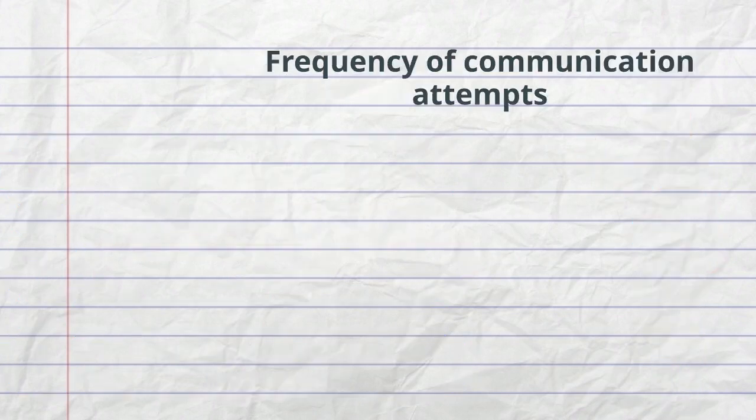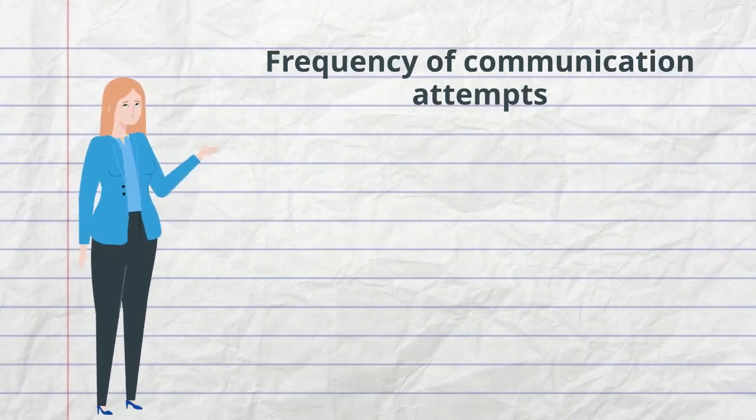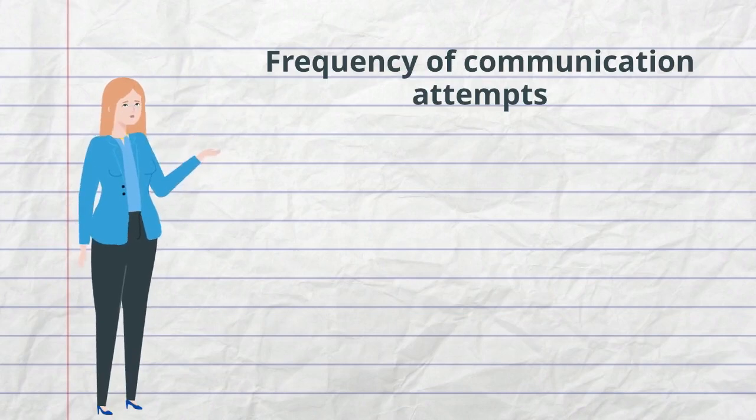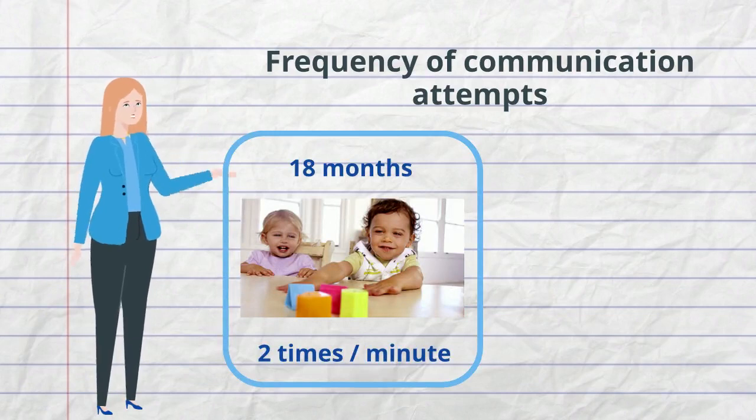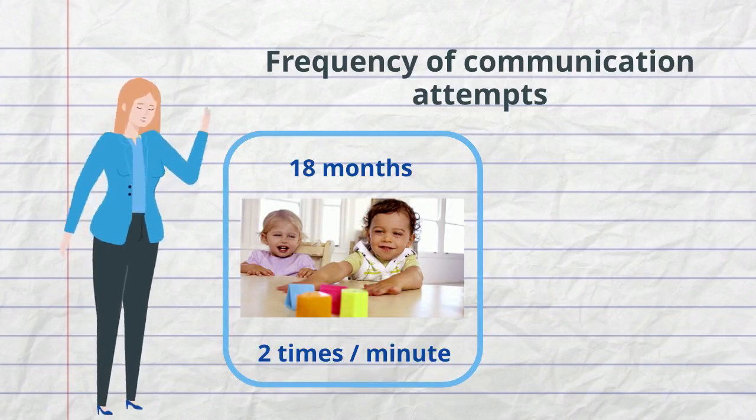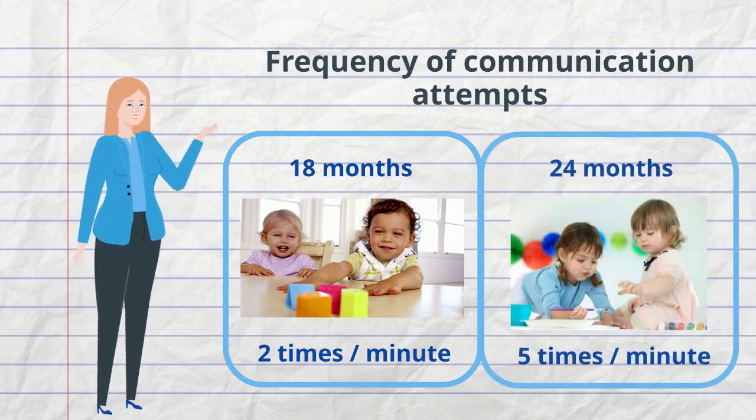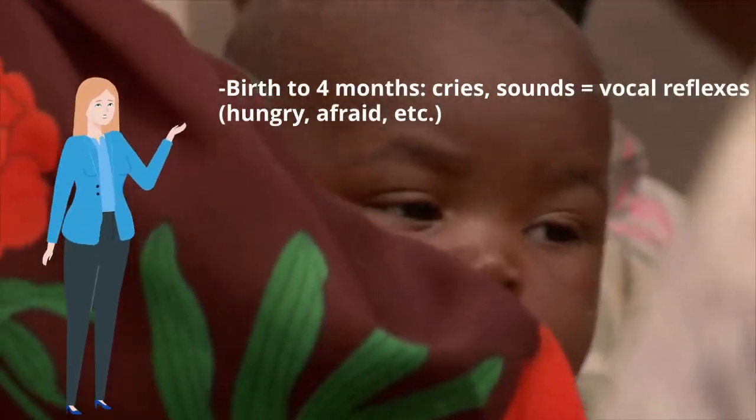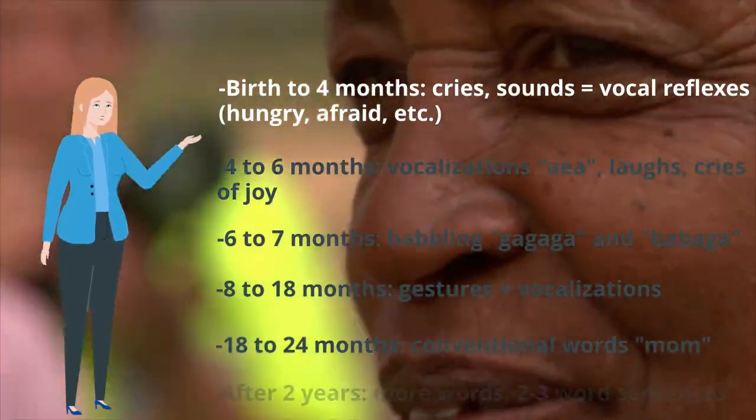When it comes to how often your child tries to communicate, it's important to note the number of times your child wants to communicate. At 18 months, during a social interaction, a child communicates on average 2 times per minute on an intentional basis. In children of 24 months, the frequency becomes 5 times per minute intentionally. The ways in which your child tries to convey their message change as their language develops.